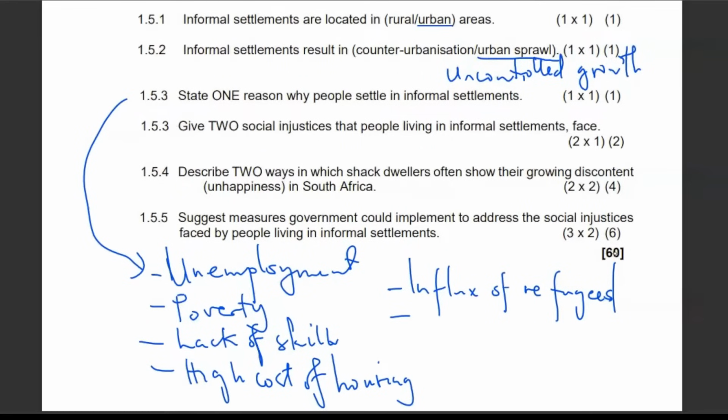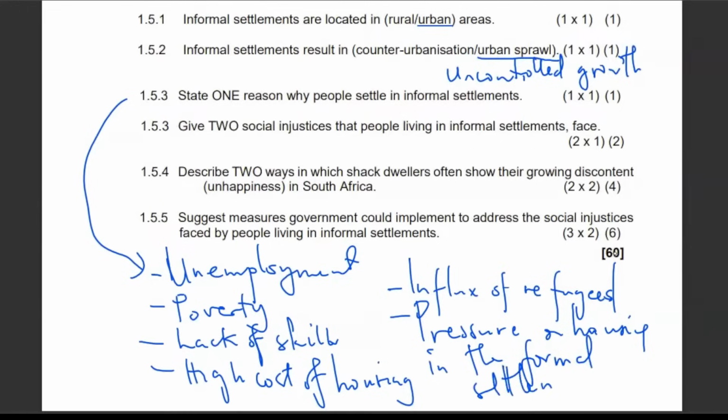We can also add that there is pressure on housing in the formal settlements. Because of the pressure on housing in the formal settlements, it also leads to the increase in the rentals. The price of accommodation will get high because there's high demand. And as a result, that will lead to some people not affording to stay in the formal settlements.